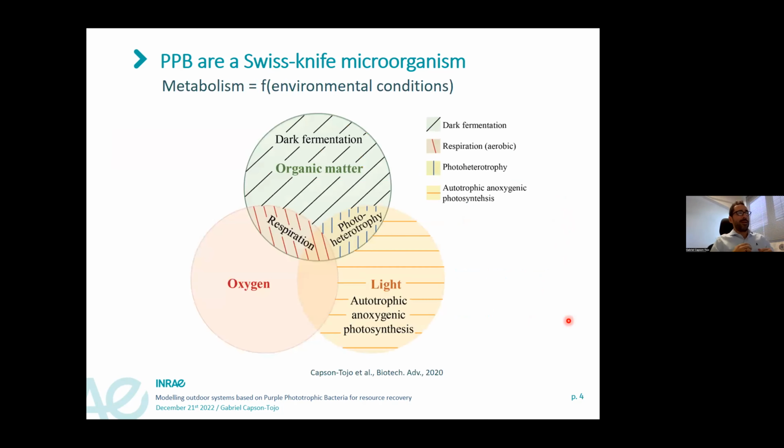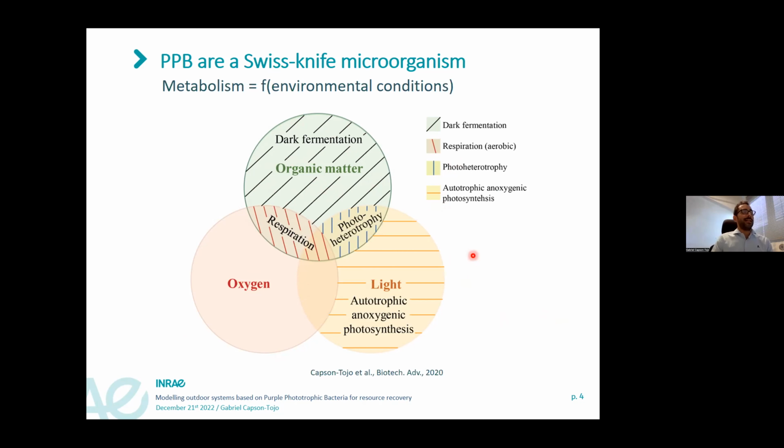So, as I was saying before, they have a very versatile metabolism, and depending on the environmental conditions, they will grow via one mode or another. And here I just want to show, if there is oxygen or organic matter, they will grow via respiration. If there is organic matter and anaerobic conditions in the absence of light, they will ferment. And obviously they will grow autotrophically if there is light.